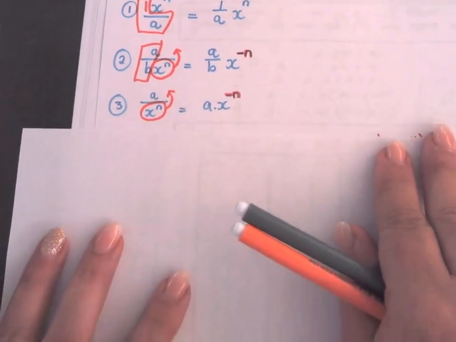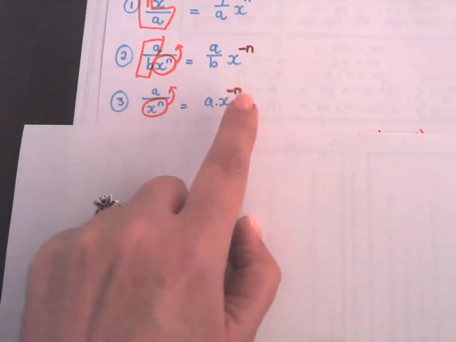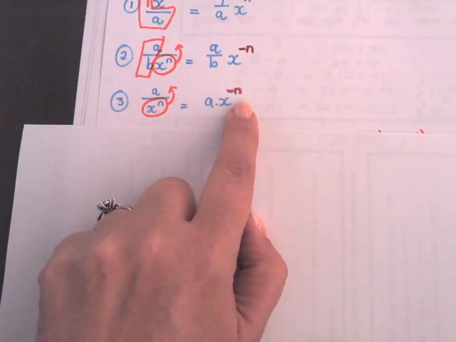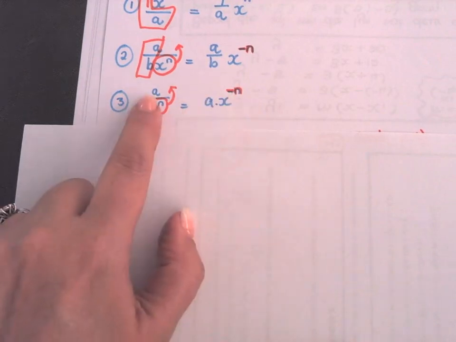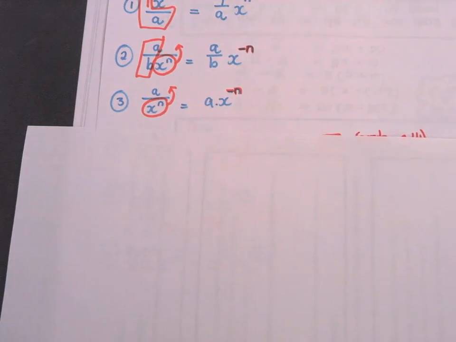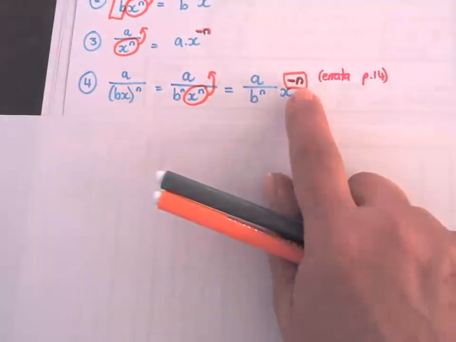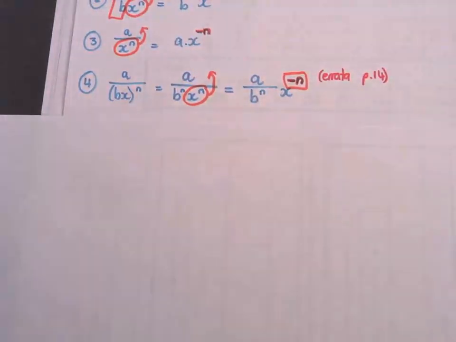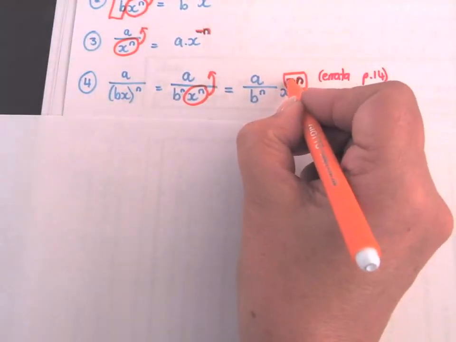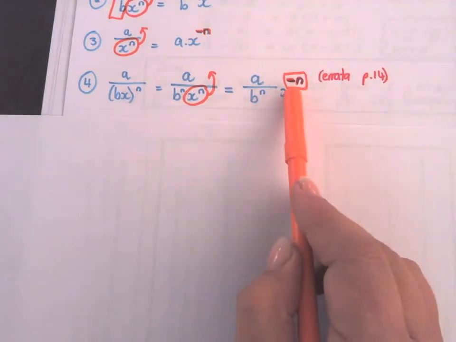This one. The x to the power of n must go to the top, so it changes to x to the power of minus n. And the a is in front of the x. Now there is a mistake on this one. That must be a minus. Just correct it. There must be a minus. It's number 4.